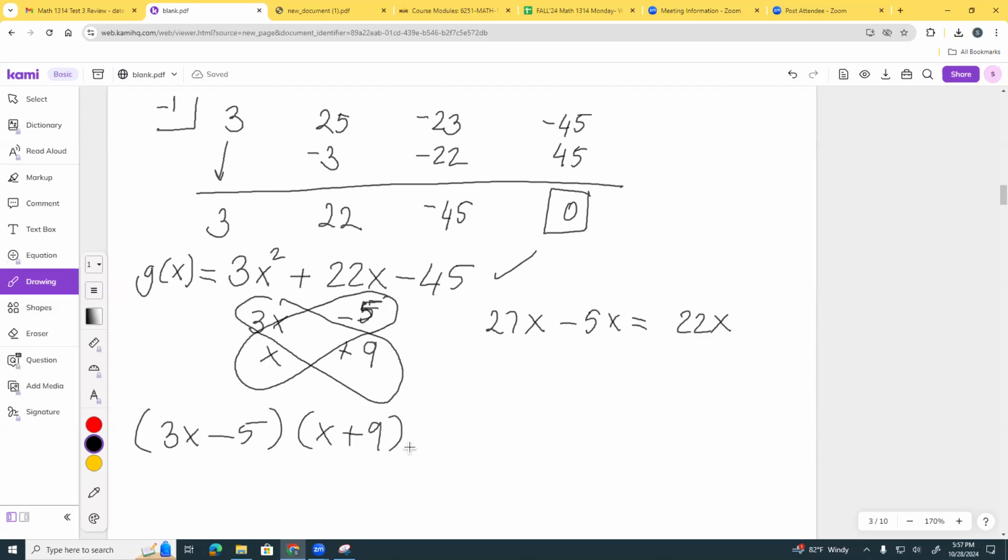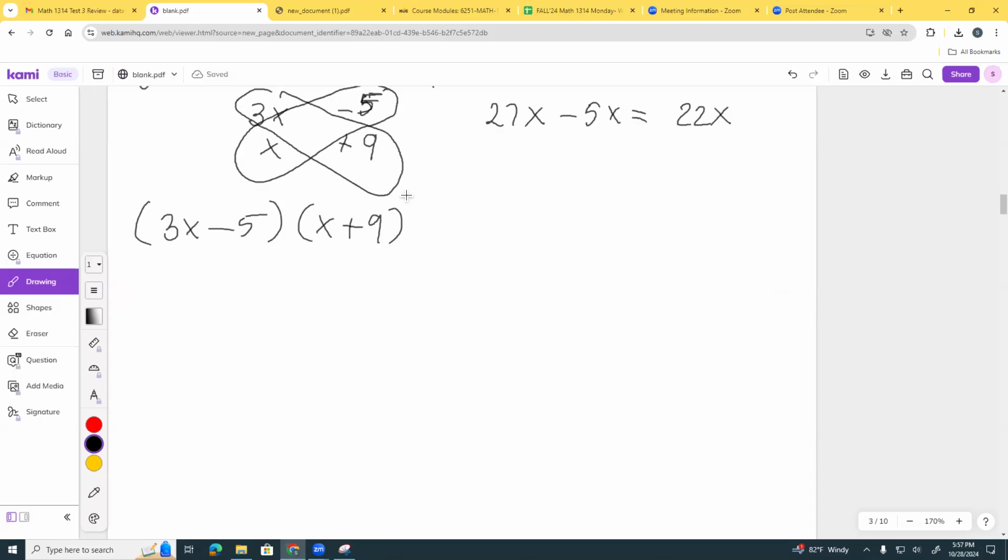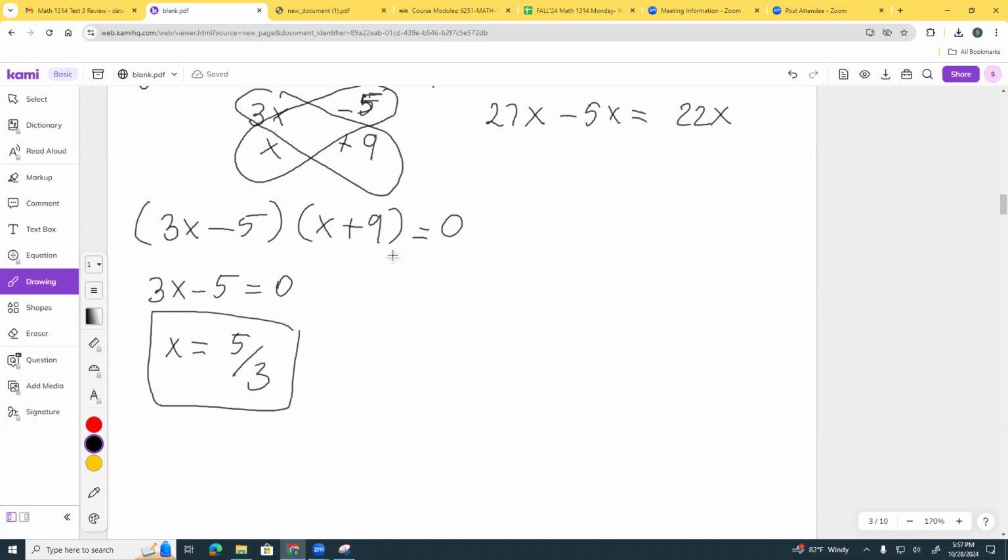These are the factors of g of x. So last step will be setting each of these factors to a 0 and solving for x. So 3x minus 5 will be set to a 0. And then we're just going to solve for x. And this will be the x here. And then I will take the x plus 9, set it to a 0. And x will be equal to a negative 9.